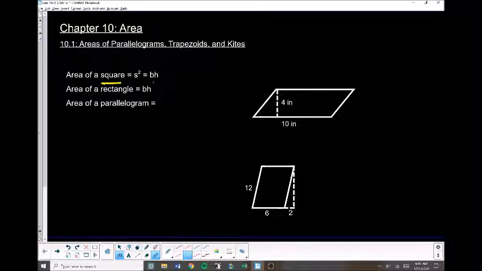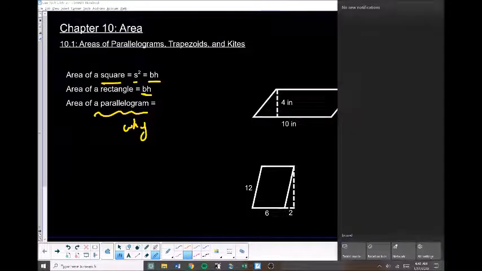The area of a square is base times height, or a side squared. And the area of a rectangle is base times height. You probably know the area of a parallelogram, but I want to talk about why the area of a parallelogram is what it is. And I believe I've shown this in class, but it's worth discussing a couple of times.